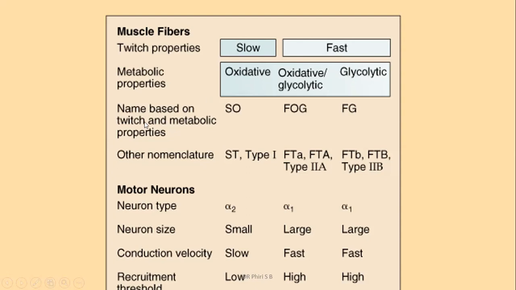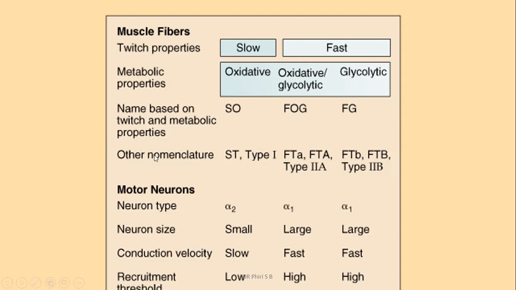So name based on the twitch and metabolic properties. You have slow twitch, so you can say slow oxidative, SO, combining the two. For the fast twitch, you have two types. We have the fast oxidative glycolytic form. This is the type 2A. It's fast twitch, oxidative, and glycolytic at the same time. Then we have the type 2B, which is mainly glycolytic, so they are fast glycolytic.